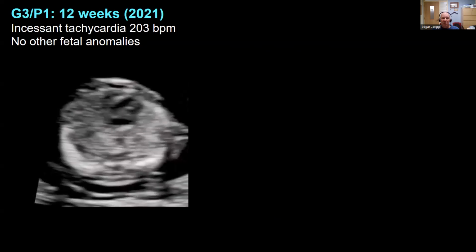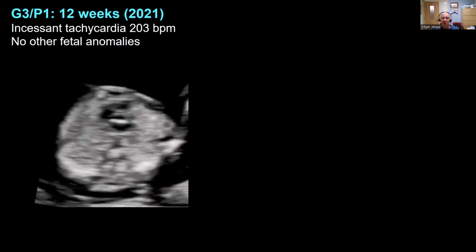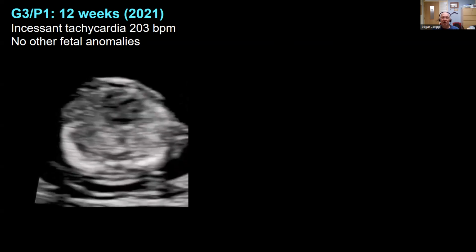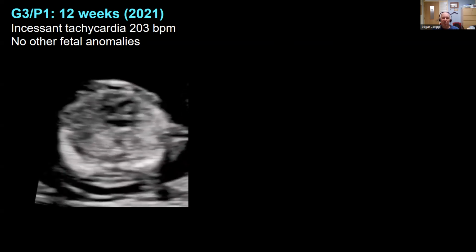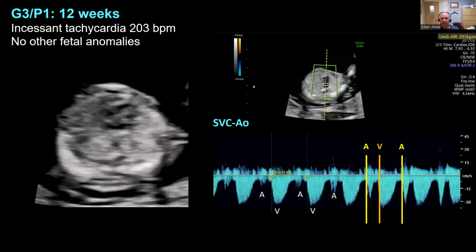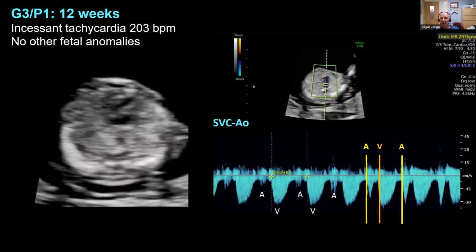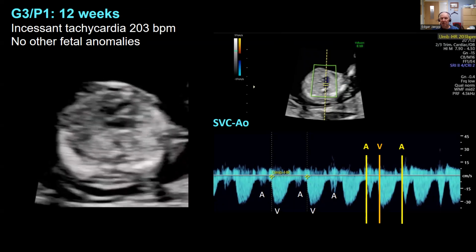The mother returns a year later at 12 weeks of gestation with the next pregnancy, this time with incessant tachycardia, 203 beats per minute. There were no other fetal anomalies detected, and the pregnancy continues. Again, we have a long VA tachycardia, as we have seen in the first fetus that was affected.